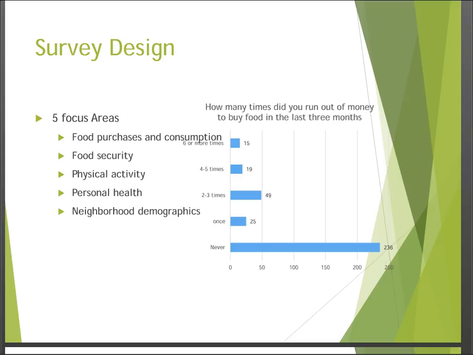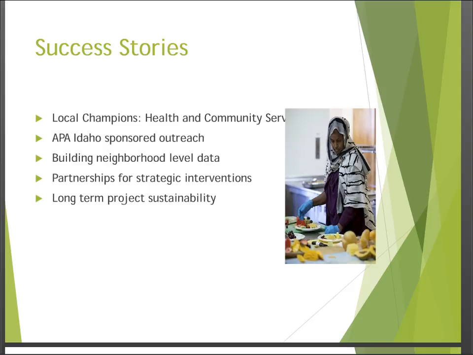And it looks like some of our images got shifted a little bit in the conversion process here, but one of the questions we asked in the survey was, how many times did you run out of money to buy food in the last 3 months? And we found out that there was a pretty significant population within the community that was having difficulty purchasing enough healthy food for themselves and their families, and so we were able to design some recommendations to specifically address that. And you see the 5 focus areas of our survey on the left-hand side there. And I'll zip through this since we're running out of time.